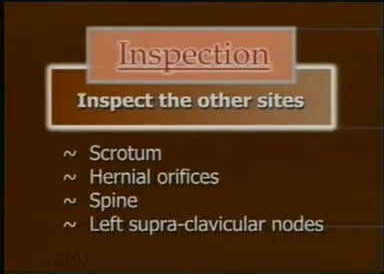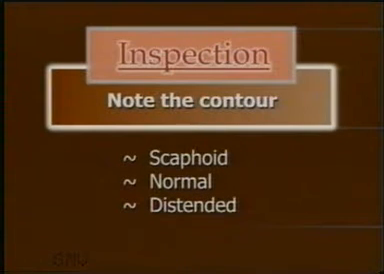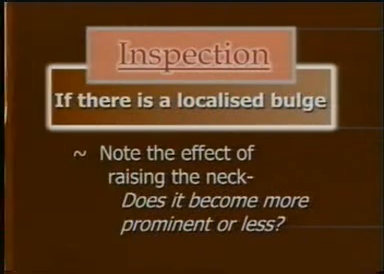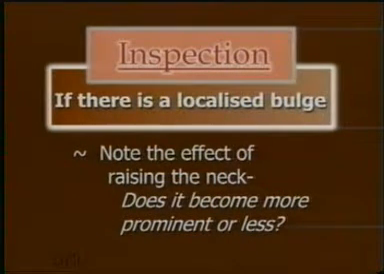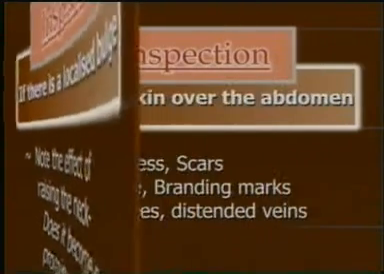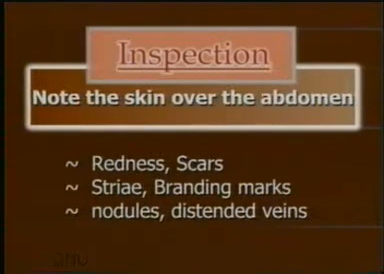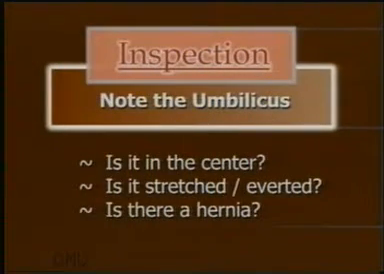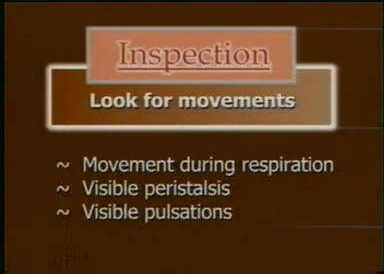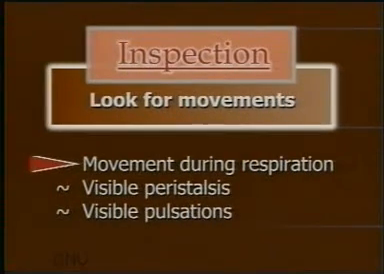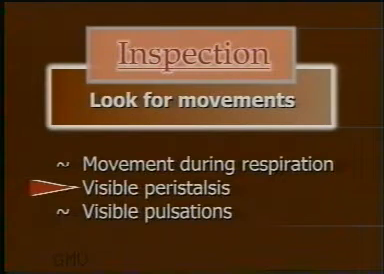left supraclavicular lymph nodes. To revise, on inspection, note the contour of the abdomen, whether scaphoid, normal or distended. Look for a localized bulge, and if localized bulge is seen, note the effect of raising the neck. Inspect the skin for redness, scars, striae, branding marks and dilated veins. Inspect the umbilicus for position, transverse stretching or eversion. Observe the movements of the abdominal wall and movements of the lump with respiration. Look for visible peristalsis and visible pulsations in the lump.